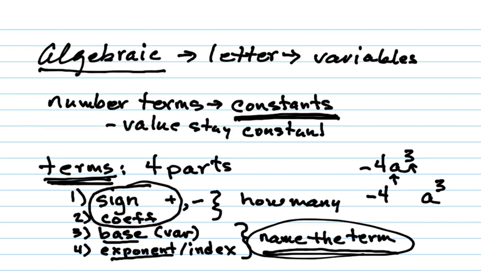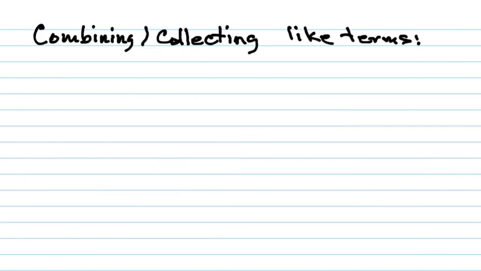the sign and the coefficient, right? The sign tells us how to combine them, either add them or subtract them, and the coefficient tells you how many you originally started with. Okay? So let's talk about combining like terms.